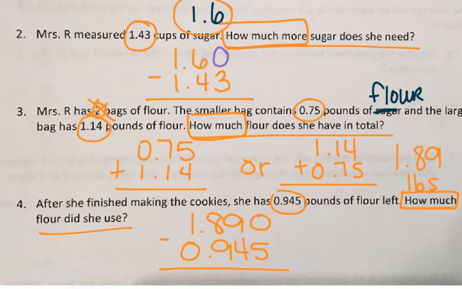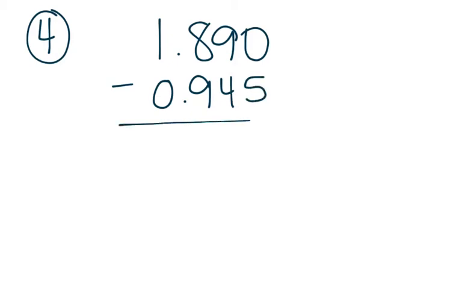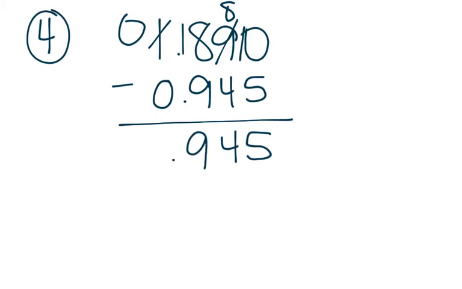Let's go ahead and solve out number 4, which says 1 and 890 thousandths minus 945 thousandths. Okay, 1 is greater than 0, so this number would go on top. Then you would subtract as normal. We used exactly half, so we used 945 thousandths pounds of flour.